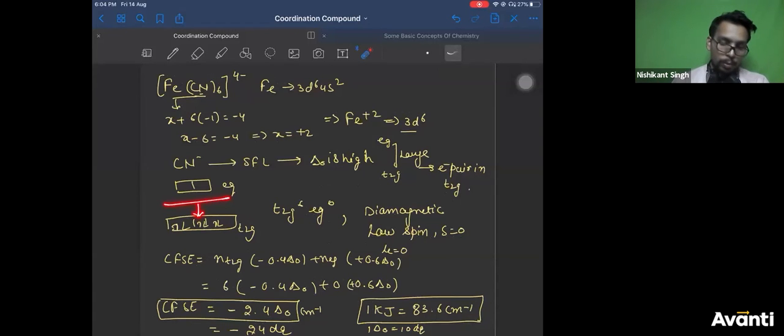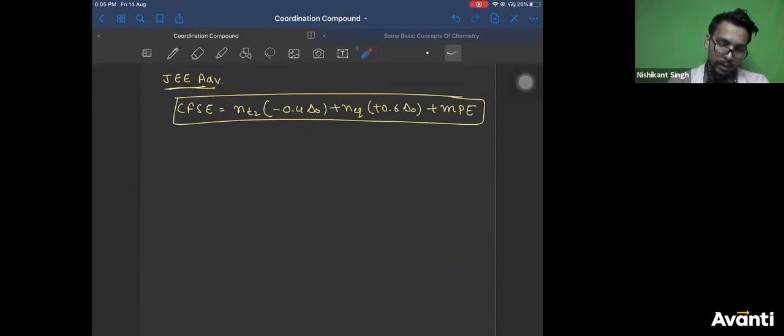But some energy is used in pairing these electrons also. Some energy is also supplied to pair these electrons. So you have to remove that energy from the total CFSE. Okay? So keep this point in mind. I'll give you one example of it.